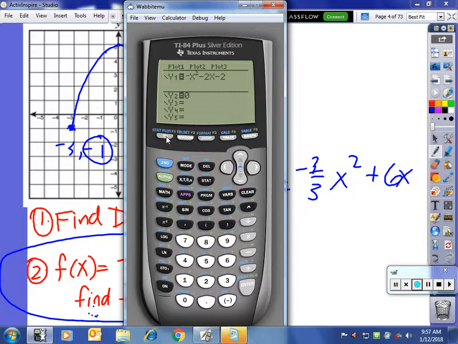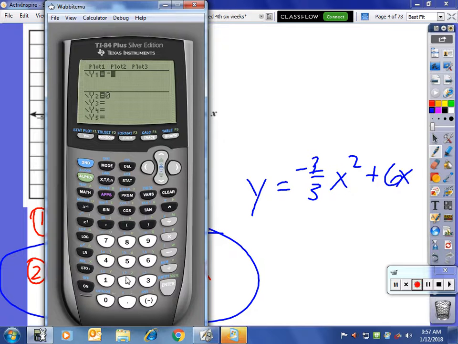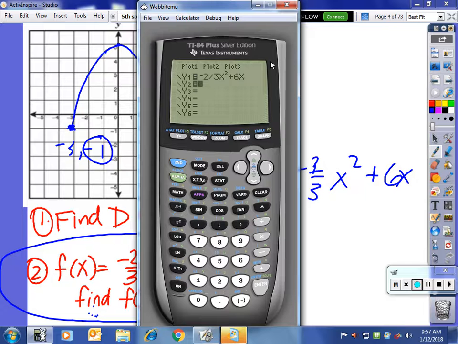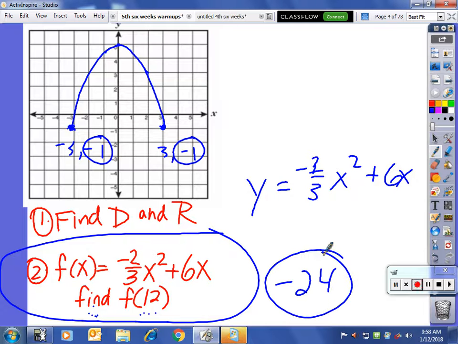The safest thing to do with those is to go to y equals. If they give you a function rule, you want to go to y equals and enter it. -2/3 x squared plus 6x. Now they're asking me to find f of 12. So what do I do next? Yeah, go to the table set and tell it to start at 12. They are giving me an x value and asking me to find the y that goes with it. So what's the answer? -24. That's the safest way to do those, and it should be a complete gift to you.